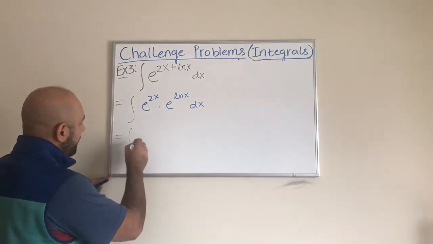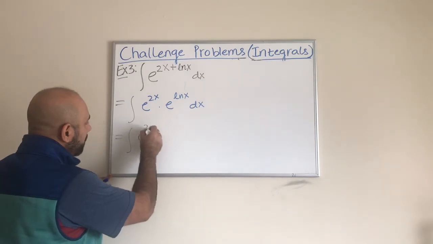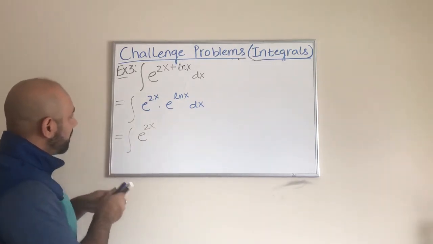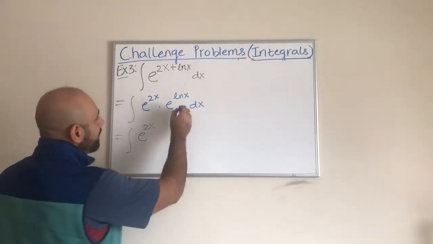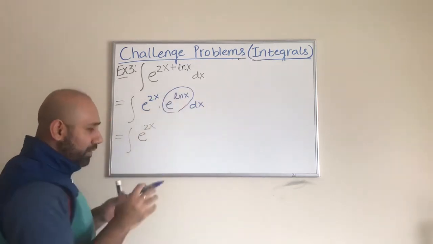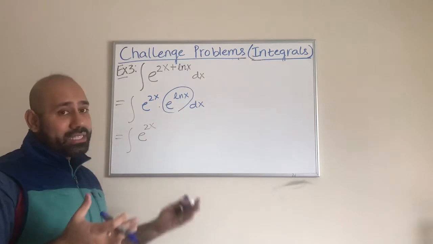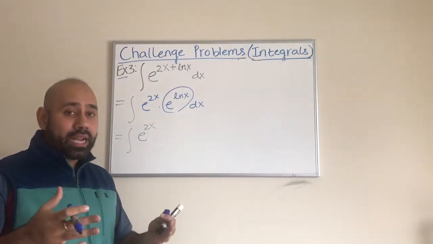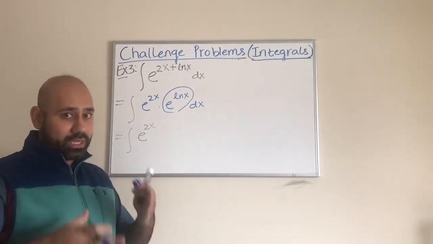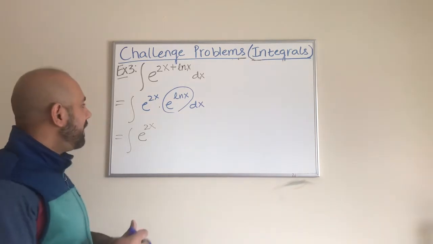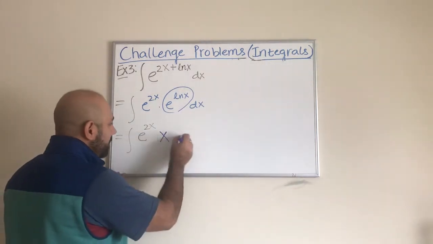So this is the same as the integral of e to the power 2x. I cannot do much with this right now, but this one right here, we know the exponential and the log function are the inverses of each other. What does that mean in this case? This means that the e and the ln would cross out. They will just negate each other, and I will be left with just an x.